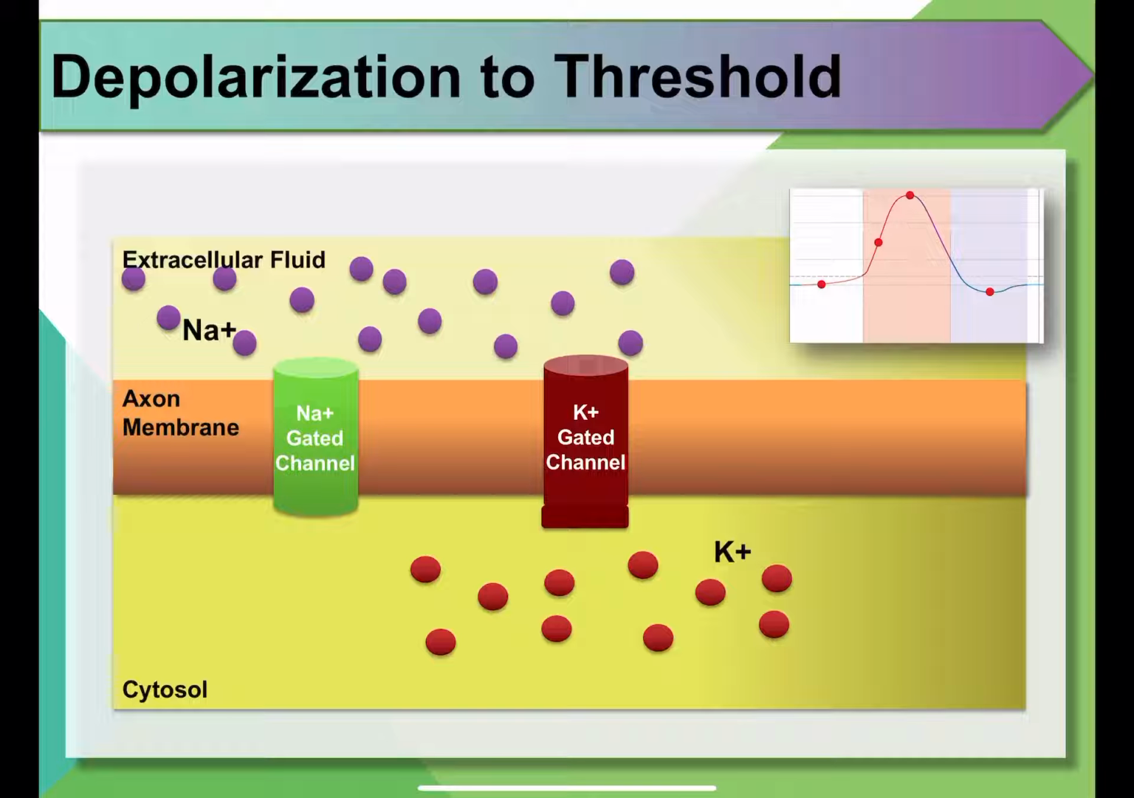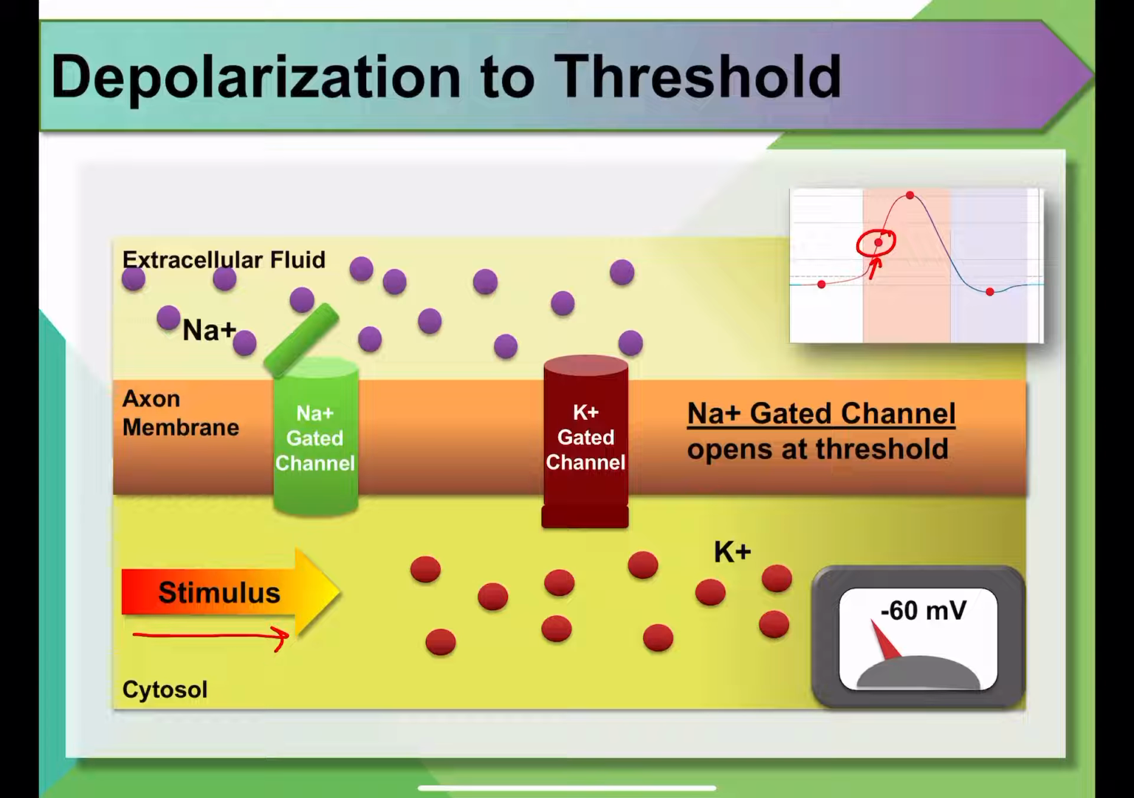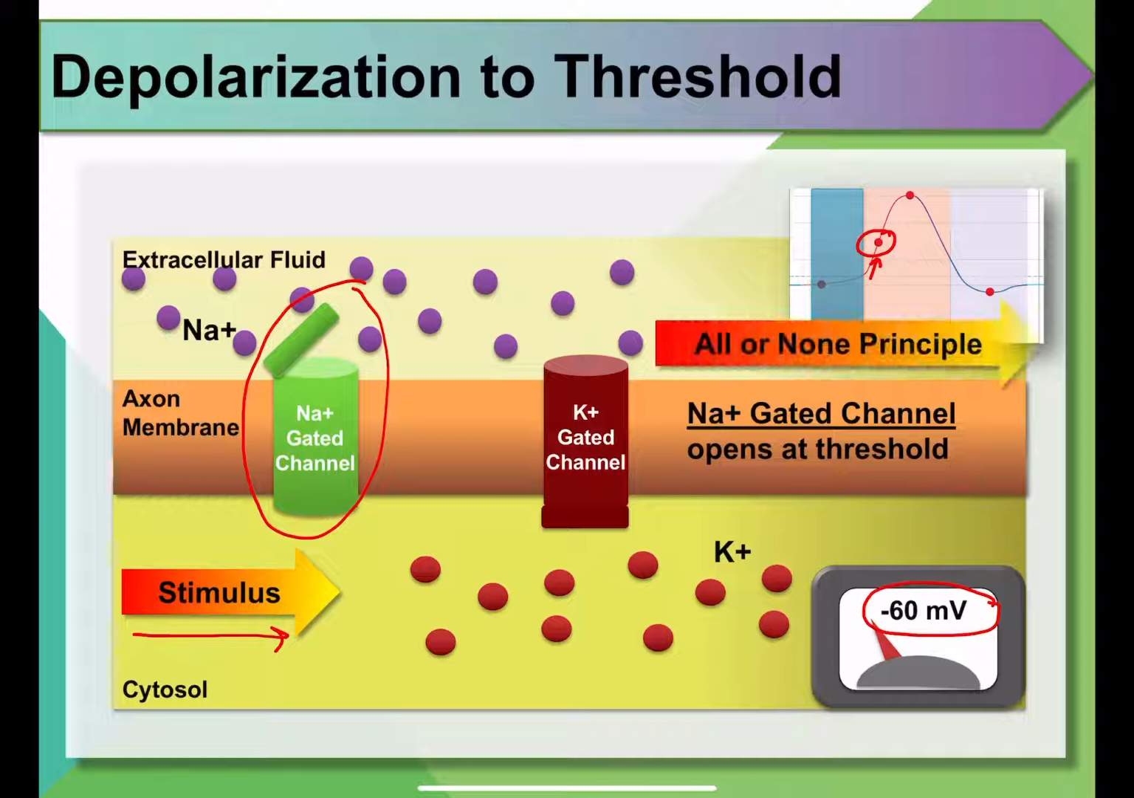When we have a depolarization towards threshold right here, so we're talking about this climb in membrane potential, your stimulus comes through and enough graded potential has generated to your membrane to increase your membrane potential to negative 60 millivolts, which activates the opening of your sodium gated channel, allowing sodium ions to flood into the cell, into the neuron.